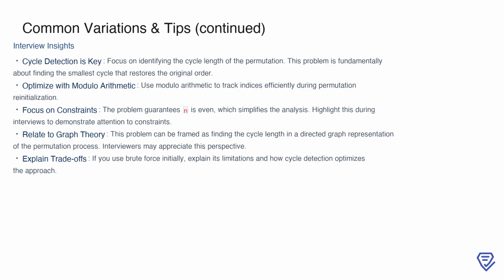You can also relate this to graph theory by framing the permutation process as a directed graph and finding the cycle length. Finally, if you choose to start with a brute force solution, make sure to explain its limitations and how you plan to optimize it using cycle detection. This shows a clear thought process and understanding of trade-offs.